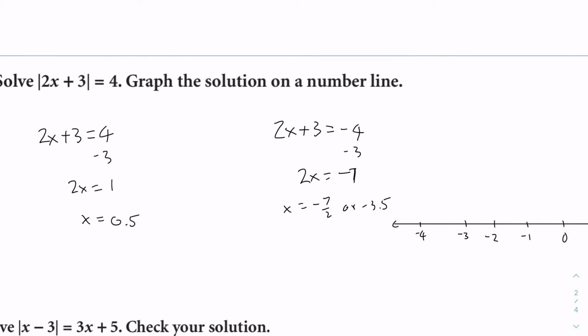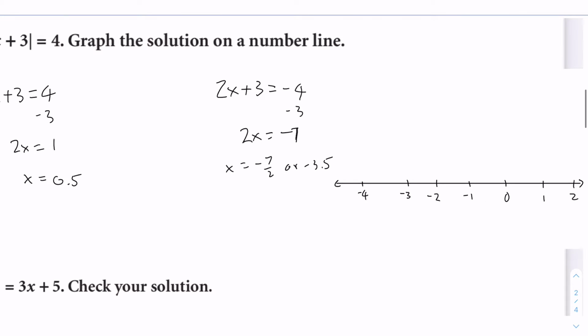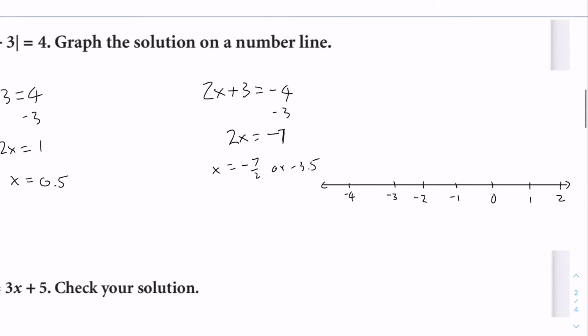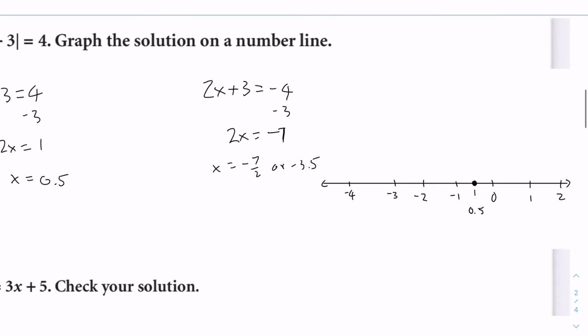To graph the solution on a number line, you look at the number line and find 0.5, which is around here, and negative 7 over 2 or negative 3.5, which is around here.